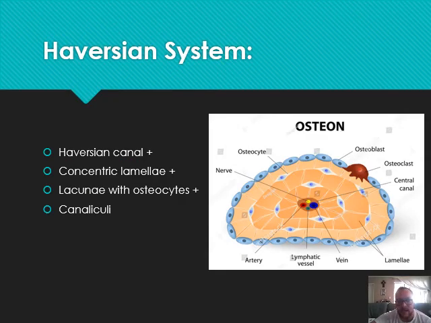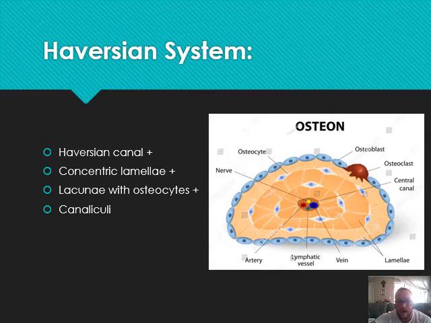Then we have the Haversian system. So this is the entire thing. This is a slightly more squished version of what you were looking at earlier. We have the Haversian canal, and inside over there are 4 tubes. There's a nerve, an artery, a vein, and a lymphatic vessel. We'll talk about the lymphatic vessels later. I'm not too fazed about them right now.